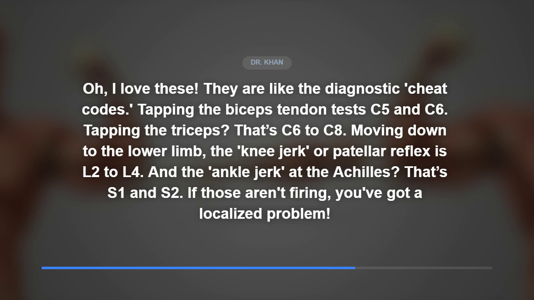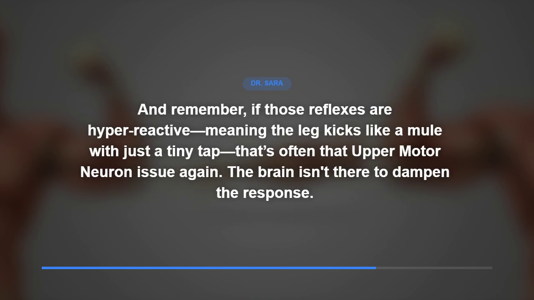Tapping the biceps tendon tests C5 and C6. Tapping the triceps, that's C6 to C8. Moving down to the lower limb, the knee jerk or patella reflex is L2 to L4. And the ankle jerk at the Achilles, that's S1 and S2. If those aren't firing, you've got a localized problem.